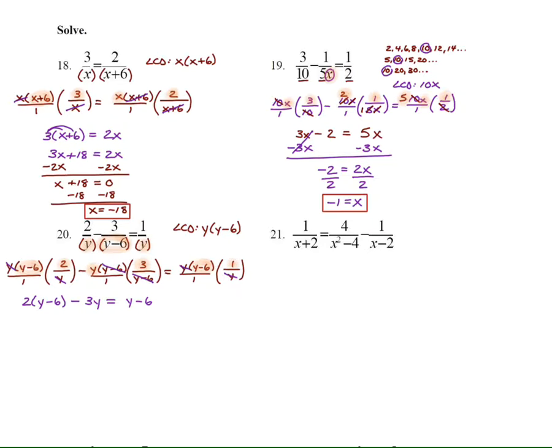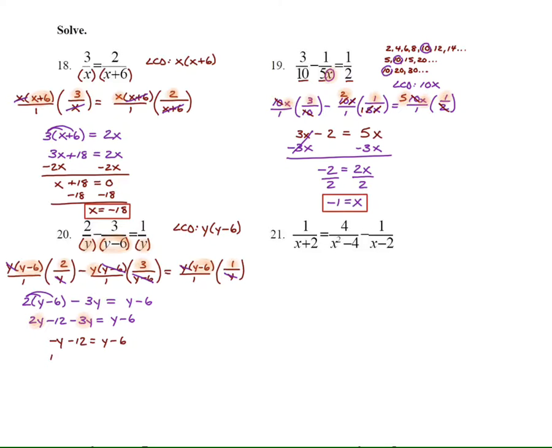This one has distributing and some like terms to combine, but something we've solved before. So I'm going to distribute, leave everything else exactly the same, and then I see that I have like terms on the same side of the equation on the left, so I can take my 2y and negative 3y and add them, and I get negative y minus 12 equals y minus 6.